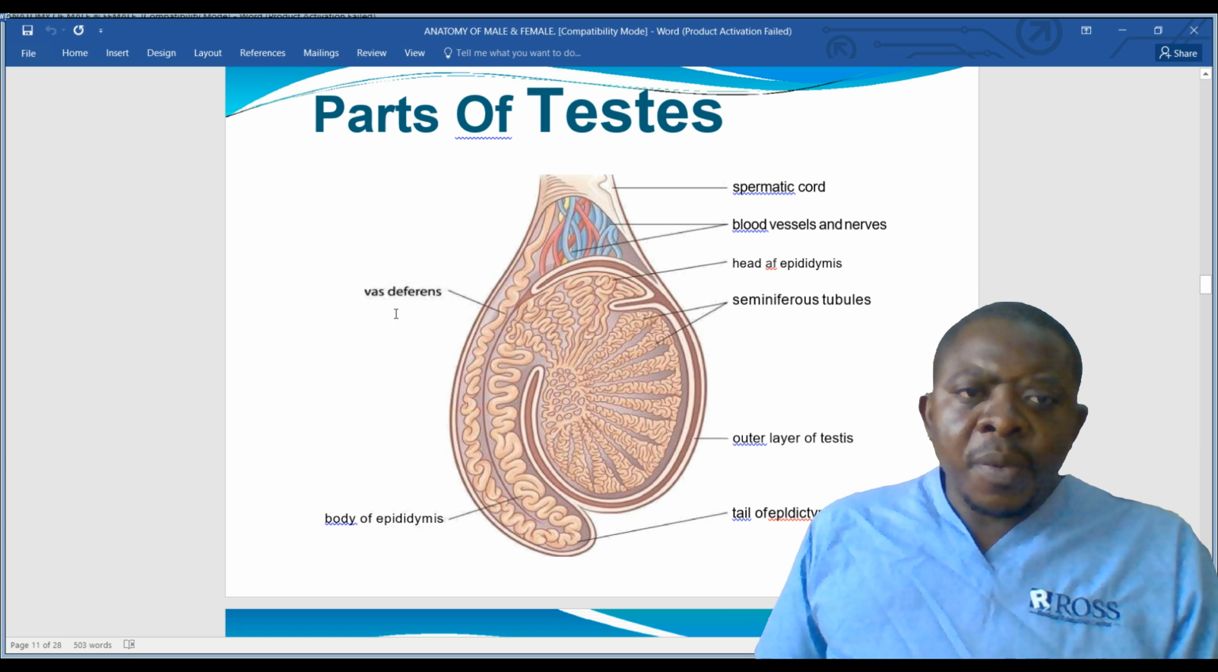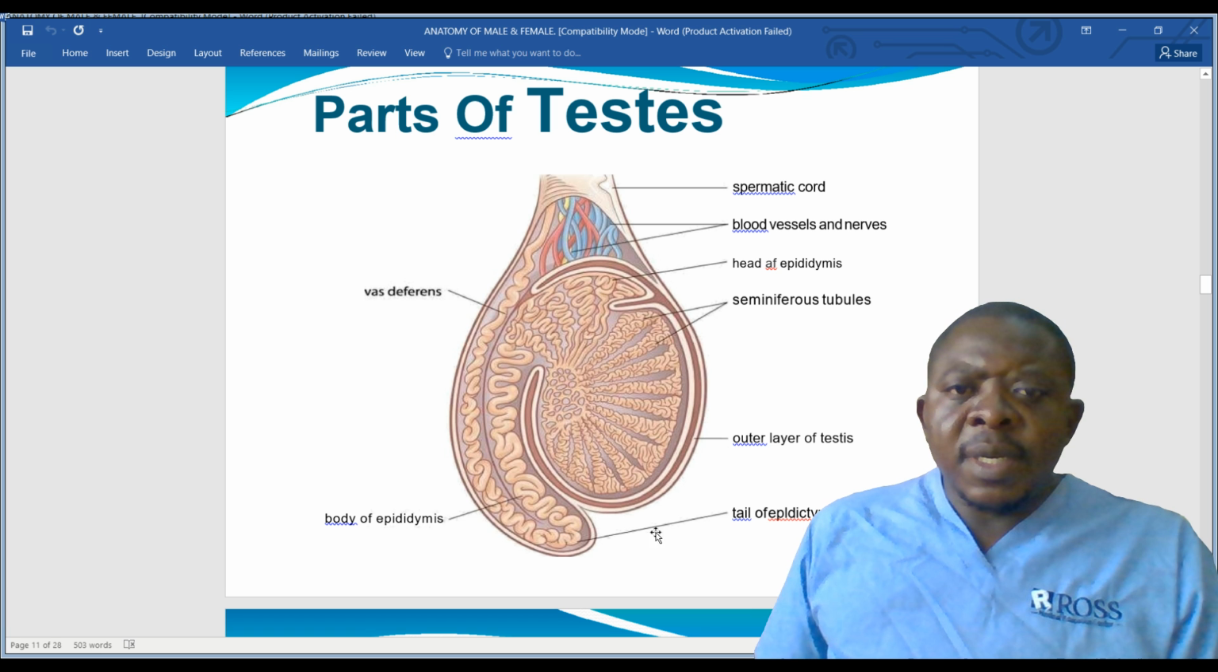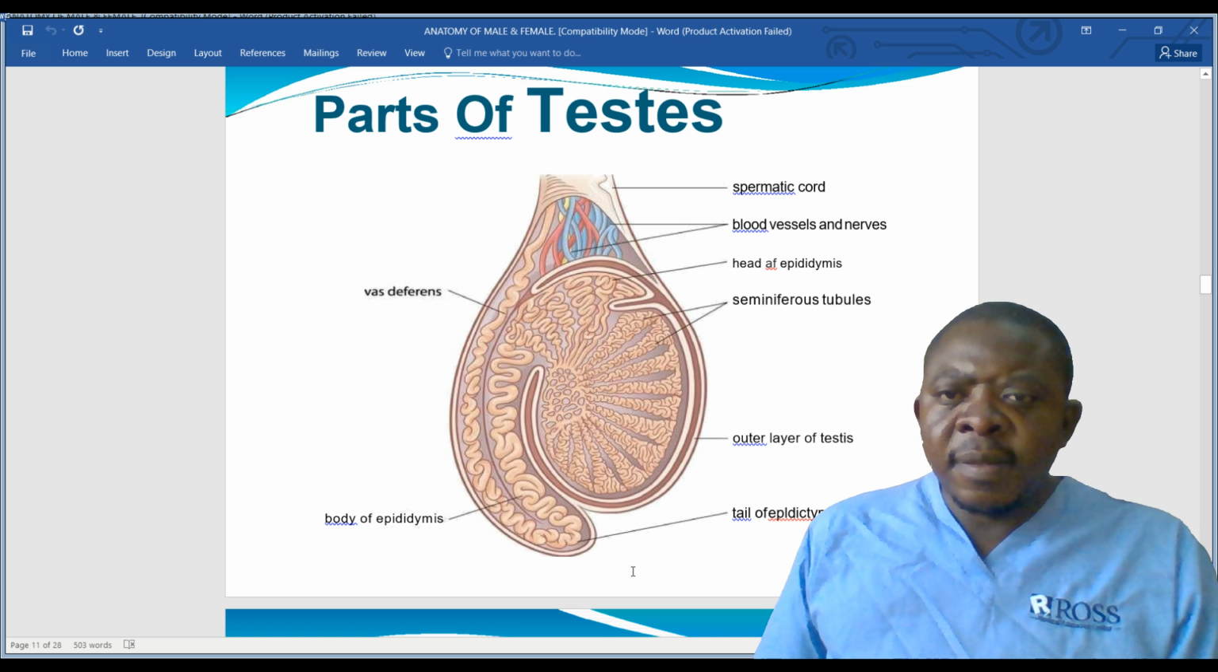Then we have the vas deferens, that is illustrated here, the vas deferens. Then we have a body of epididymis. Then here, what has been shown here is the tail of epididymis, and this is the one here. Then we have the body of epididymis, and then we have the vas deferens.